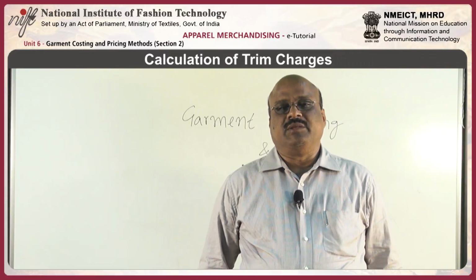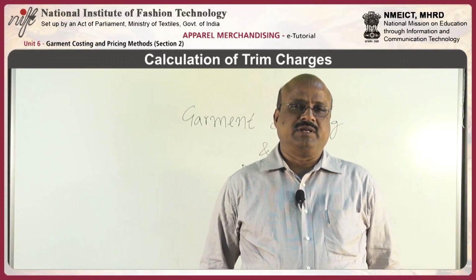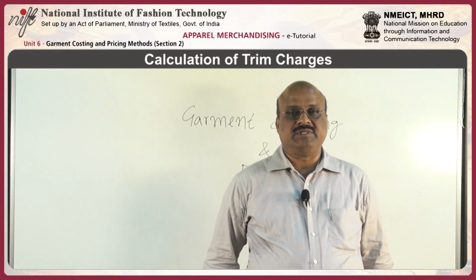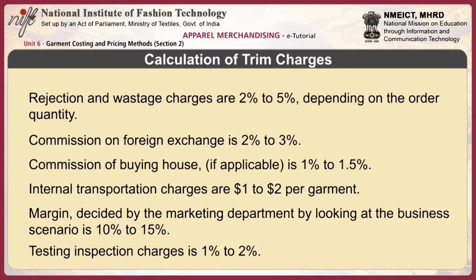These additions are done by the merchandiser. So all these costing and additions to the cost are done by the merchandiser depending upon the business outlook. Other charges included during the costing by the merchandiser: there may be rejection and wastage charges. There can be some leverage kept for rejection and wastage. It may be from 2 to 5%. So you add 2 to 5% more to the cost to account for rejections and wastages. And it also depends on the order quantity.